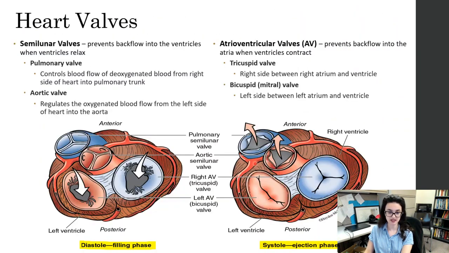Okay? Once that's done, we can head into systole, which is the ejection phase. It's when the heart contracts, right? And that's going to shoot blood out of the heart. To go out of the heart, we're going out of those semilunar valves, either to the lungs to pick up oxygen, right? Or to the whole body to give oxygenated blood to those tissues.